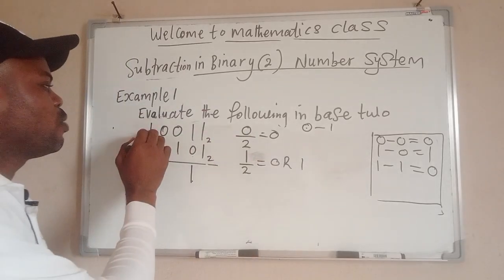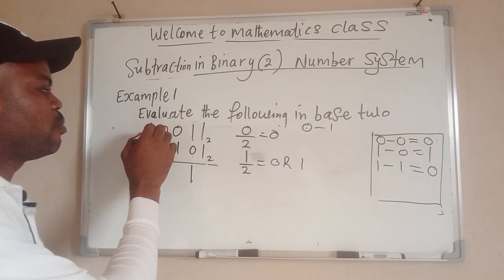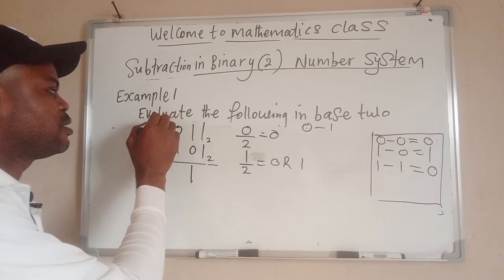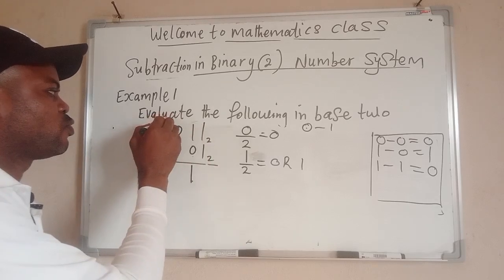So the same way, we are borrowing 1 from here. Remember, place it here first. When we borrow 1 from here, it automatically becomes the base. So the base we're working with is 2. You write 2 here.